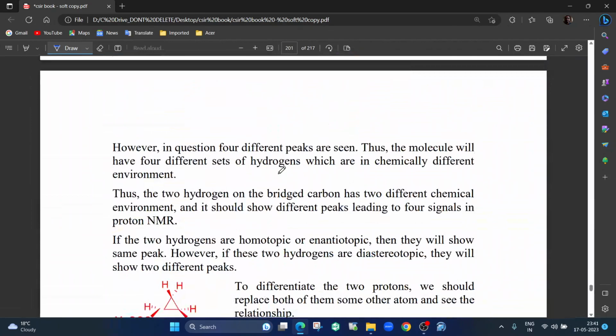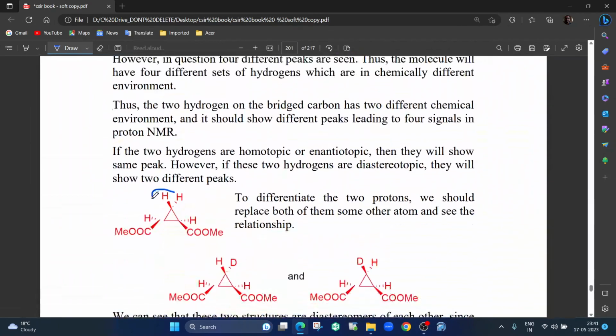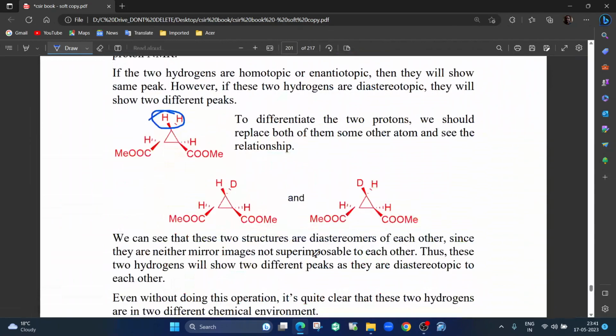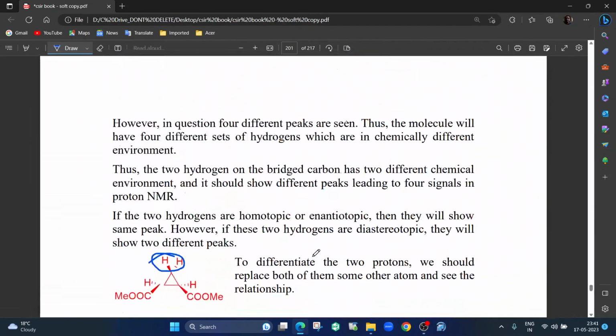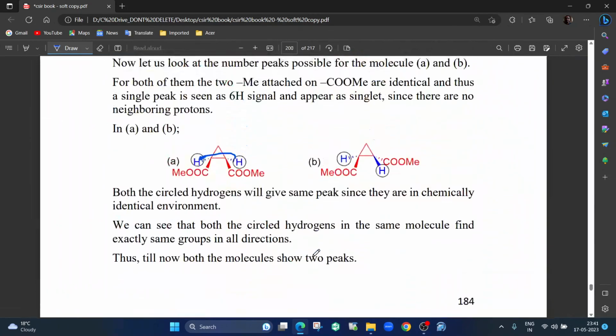Now, the only thing left is these two hydrogens. Can we differentiate these two hydrogens between the two molecules, right? So, where are we? Yeah, between A and B, we are trying to see if these two are the same. If these two are the same, then it should give one peak. If they are different, they should give two different peaks. And we are looking for that molecule which gives two different peaks because we are having 4 signals.